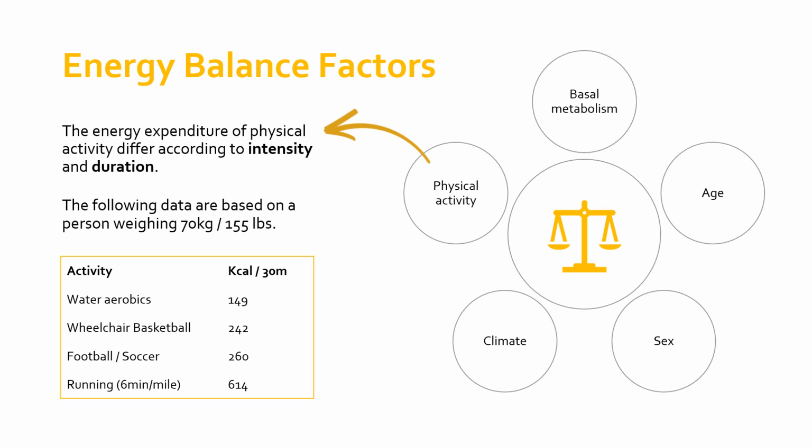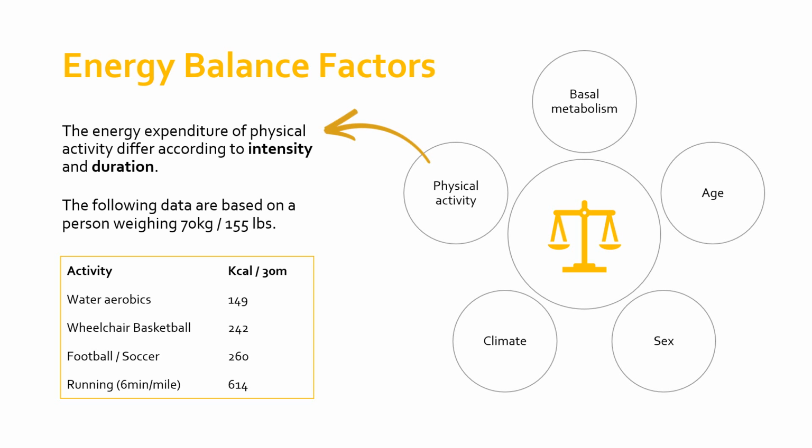So half an hour's water aerobics for a person of roughly 70 kilograms, they would expend about 149 calories per half an hour. Wheelchair basketball would see you expend, if you're 70 kgs, obviously it will change depending on if you're heavier or not, around 242 calories per half an hour. Football or soccer, if you prefer, about 260 calories per half an hour.